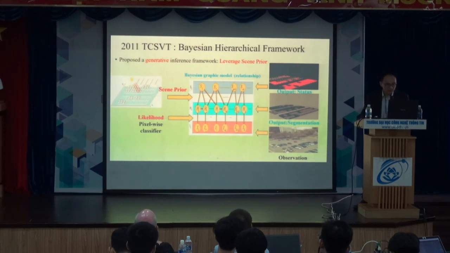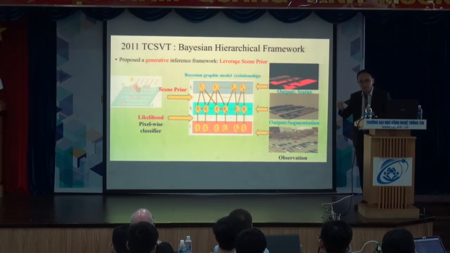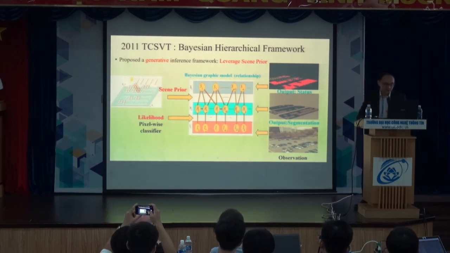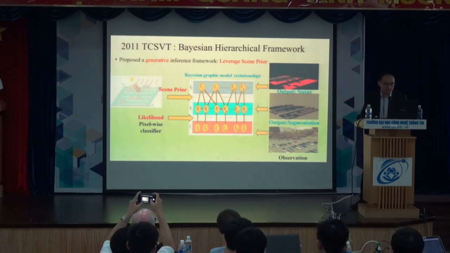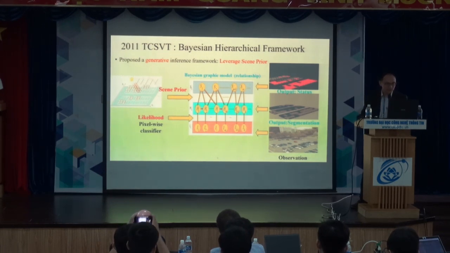And in the middle layer, or hidden layer, we have many nodes. Each node is the status of each pixel: this pixel belongs to a ground pixel or a car pixel, or this pixel belongs to a shadow pixel or a non-shadow pixel. And finally, the observation layer. Our feature is simply the RGB intensity. And you can see we have some links, right? These links model the relationship between the 3D scene and the segmentation result. In these links, we embedded the scene prior.